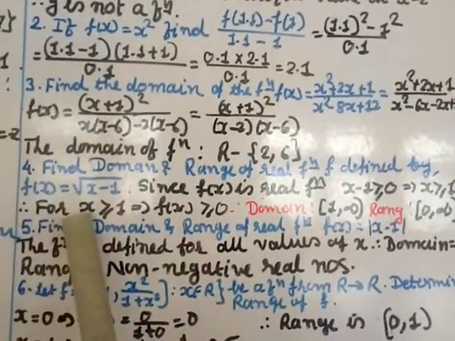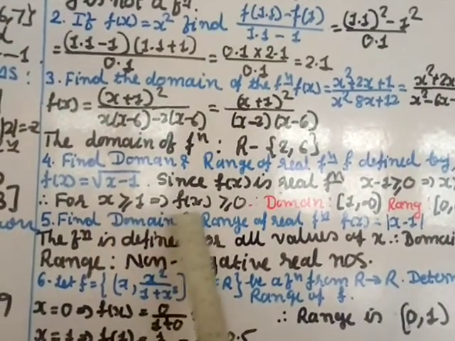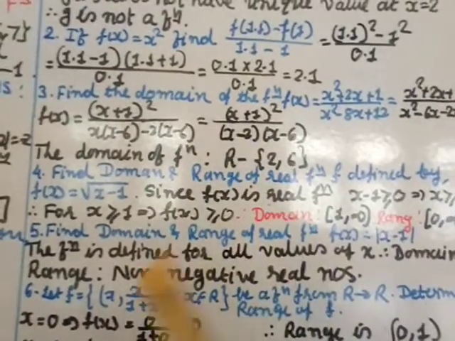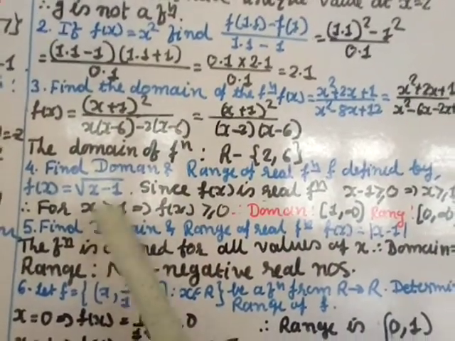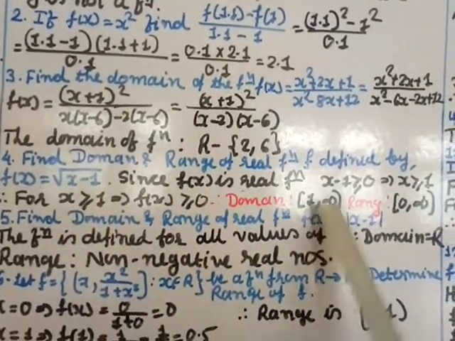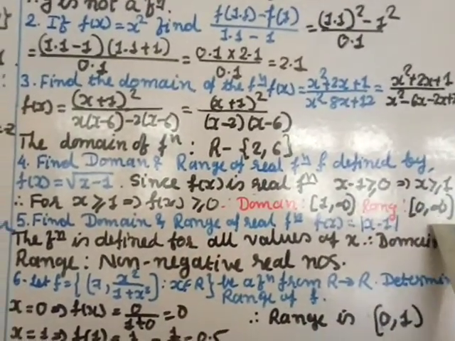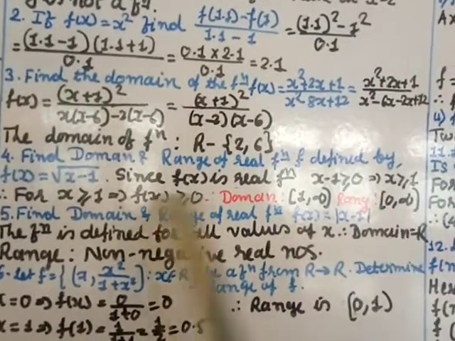That means for x greater than or equal to 1, f(x) is greater than or equal to 0. Therefore the domain will be where we can take values of x starting from 1 to infinity. So closed interval 1 to infinity is the domain, and the range starts from 0, so 0 to infinity. So that is the domain and range of the given function.